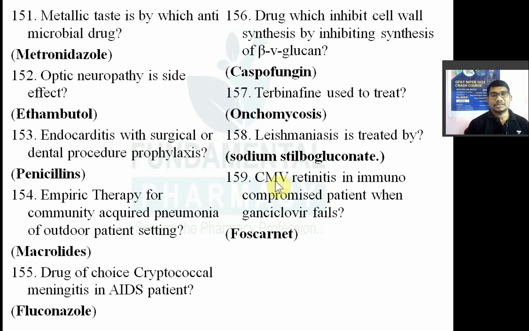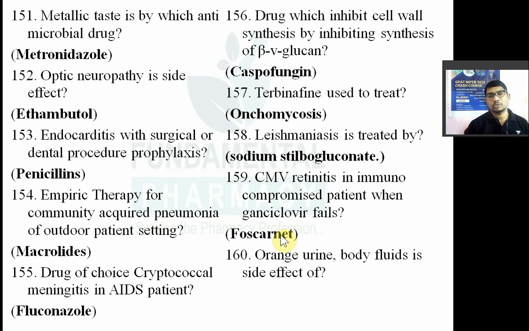Now question number 160. Orange urine or body fluid. Orange coloration of urine or body fluid is a side effect of an antitubercular drug known as rifampin. It causes orange coloration of urine and body fluids. It is metabolized in the liver, and a metabolite is formed. That metabolite causes orange coloration of urine and body fluids. Another adverse effect of rifampicin is hepatotoxicity.